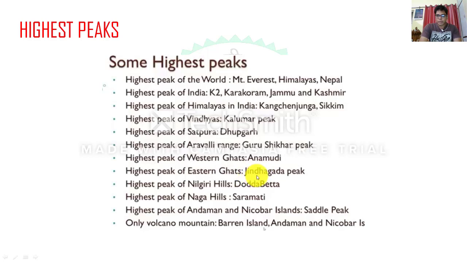Another peak in the Eastern Ghats is Jindhagada peak, and then the Nilgiri hills. The highest peak of the Nilgiri hills is Doddabetta, and the highest peak of the Naga hills is Saramati. The highest peak of Andaman and Nicobar, which is famous and often comes in exams, is Saddle Peak, and the only volcanic mountain you can find is Barren Island, in the Andaman and Nicobar Islands.